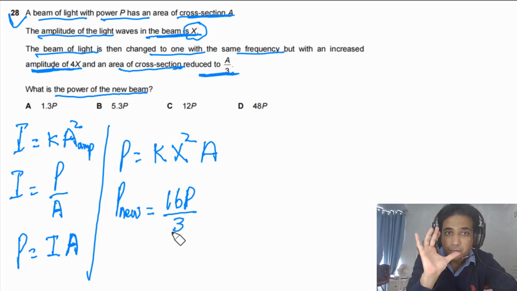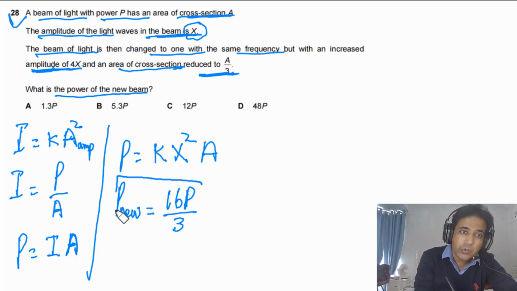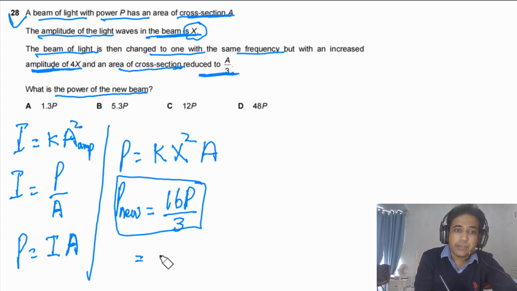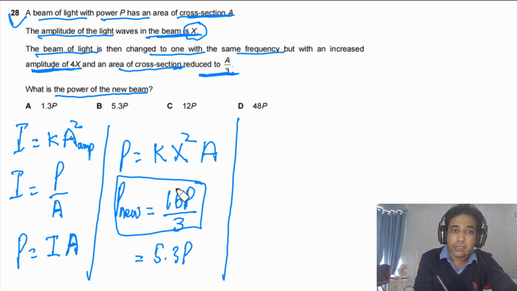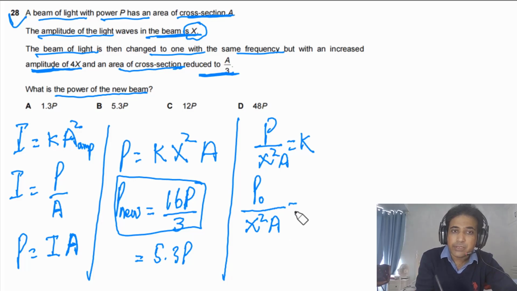If you understood this one, it is very nice. If it is not clear to you how we got this answer, let me explain this a little bit in detail. If we solve this, our final answer will be equal to 5.3P. From this relationship we can write P over X squared times A is equal to K. It means that P original divided by X squared times A has to be equal to P new divided by X new, meaning the new value of amplitude squared, times A new.